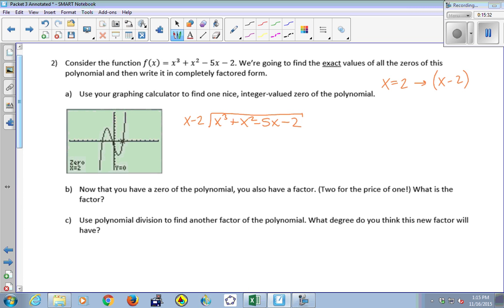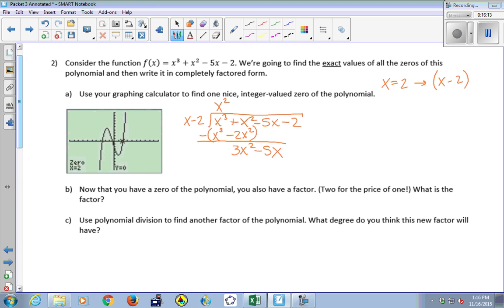All right, so here's a good opportunity for us to review from last class, polynomial long division. So you start by just looking at the leading terms here, and you ask yourself, what do I multiply x by to make x cubed? X squared, so that goes up here. X squared times x is x cubed. X squared times negative 2 is negative 2x squared, and I subtract. Being careful to distribute that negative sign. So x cubed minus x cubed is 0. X squared minus negative 2x squared is 3x squared. Bring down the minus 5x and start again.